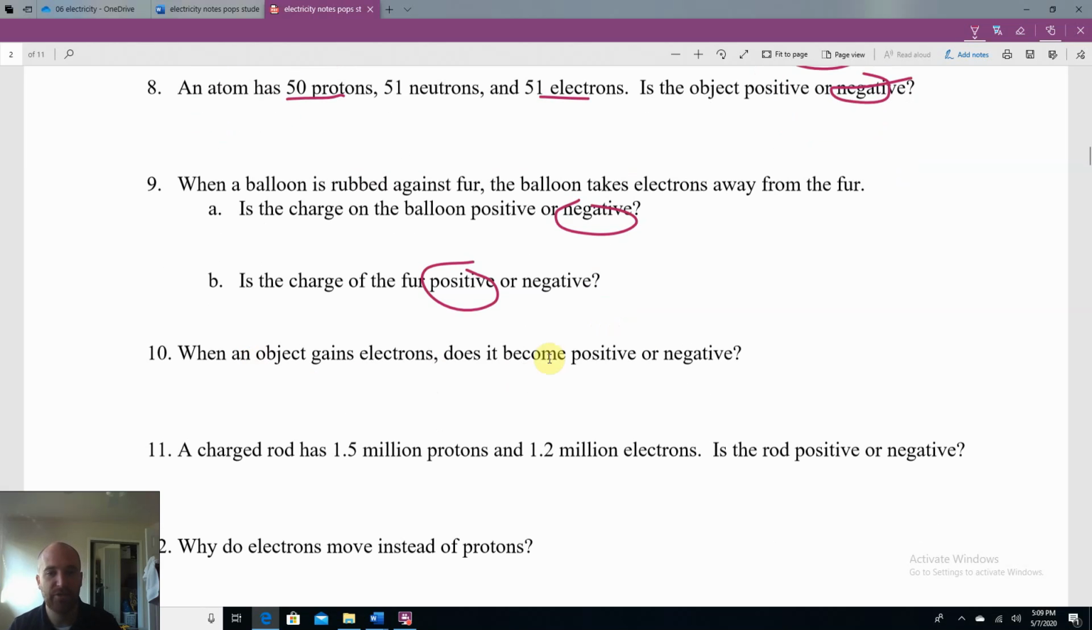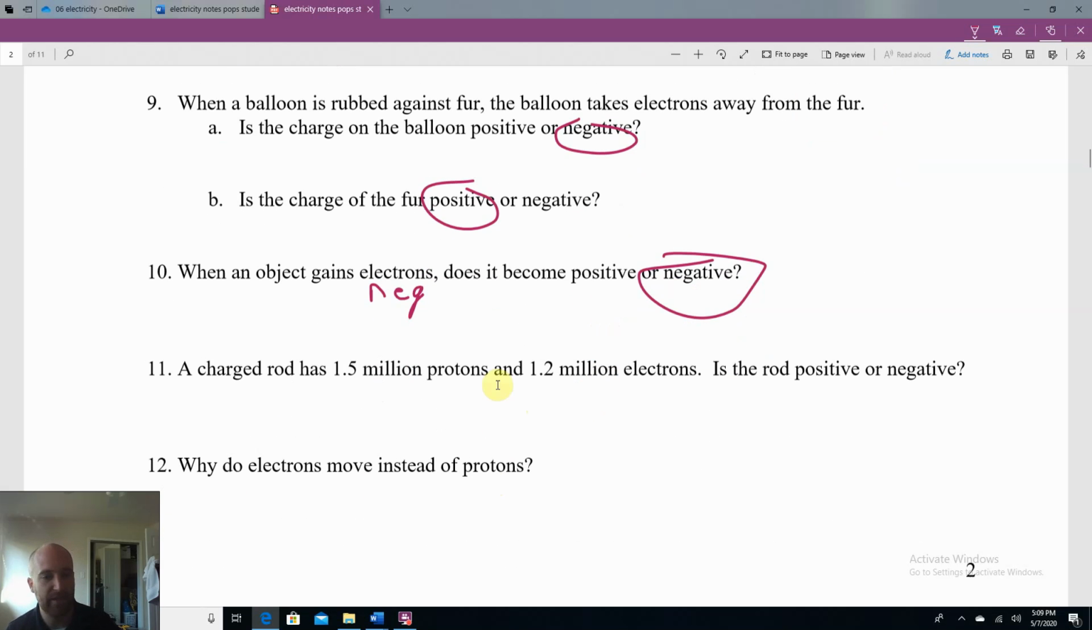When an object gains electrons, does it become positive or negative? Well, electrons are negative. So if you gain these negative things, you become negative. A charged rod has 1.5 million protons and 1.2 million electrons. Positive or negative? Well, 1.5 million to 1.2 million. We have more protons, so this will be positive.